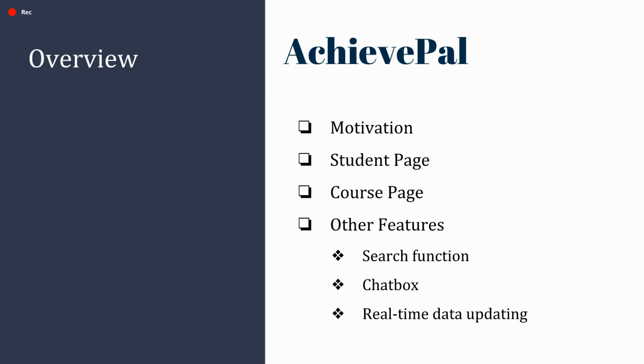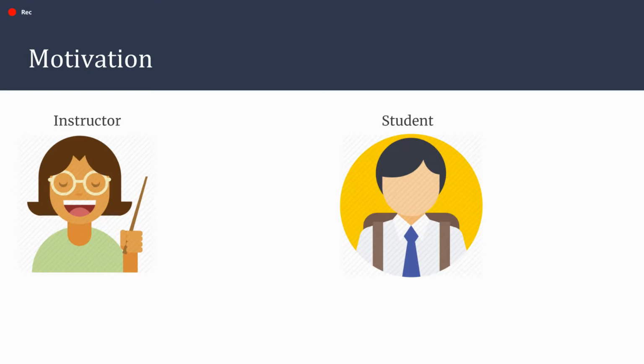AchievePal is a web app made for visualization of analytics derived from the Achievement app data. Its main function is to make life easier for both teachers and students using the Achievement app. So, let's look at what their different requirements are.